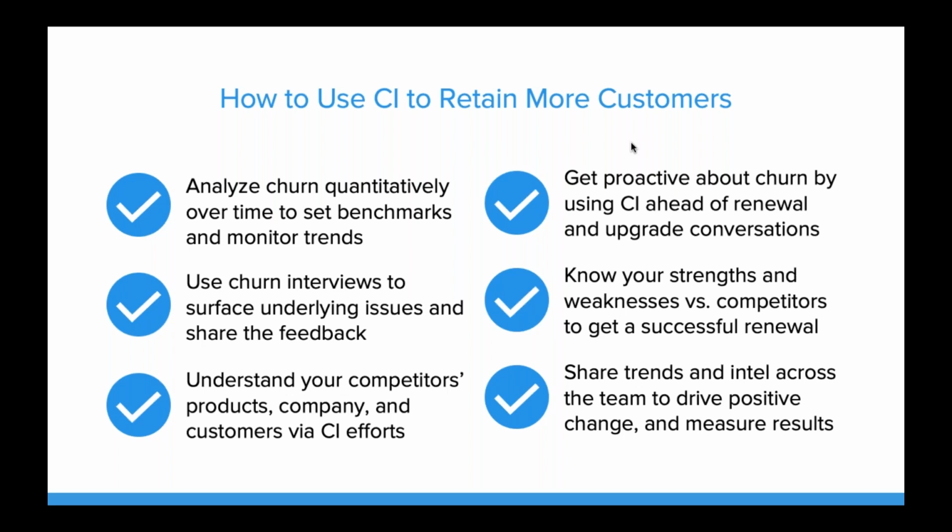And then getting proactive about churn by using CI ahead of renewal and upgrade conversations, not waiting until after the churn happens to try to fix issues. It's about preventing those issues in the first place. And then knowing your strengths and weaknesses versus your competitors, that's what you need to get a successful renewal. And making sure that you're training all of your internal teams on those differences is key to make sure that every customer conversation goes in with that knowledge.